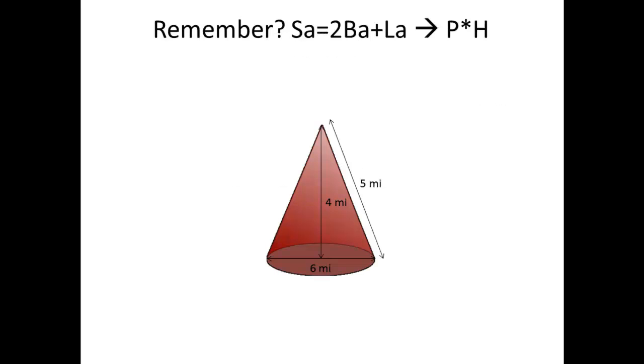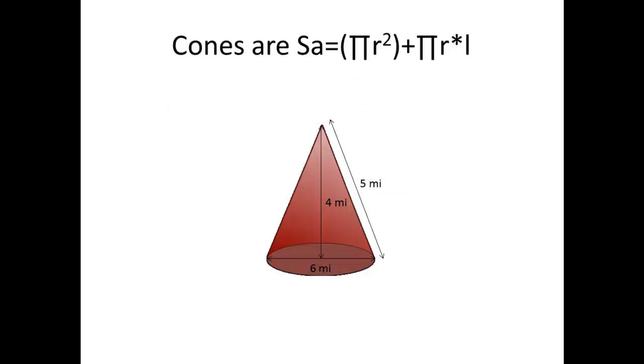Sorry for any confusion. Remember when I said the equation for all prisms for surface area is 2 base area plus lateral area, which is the perimeter times height? Well, I lied. Cone's equation for surface area is pi r squared plus pi r times the slant height. Now, what's the slant height?